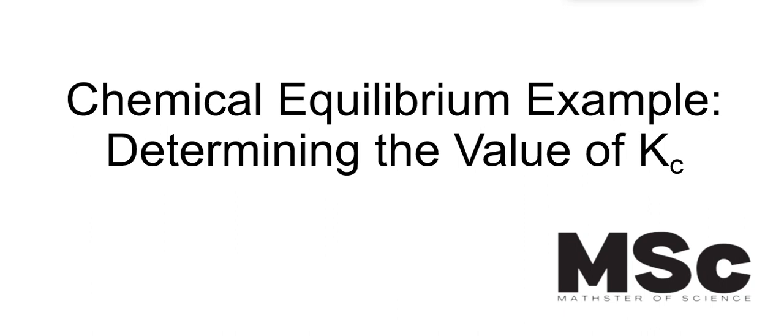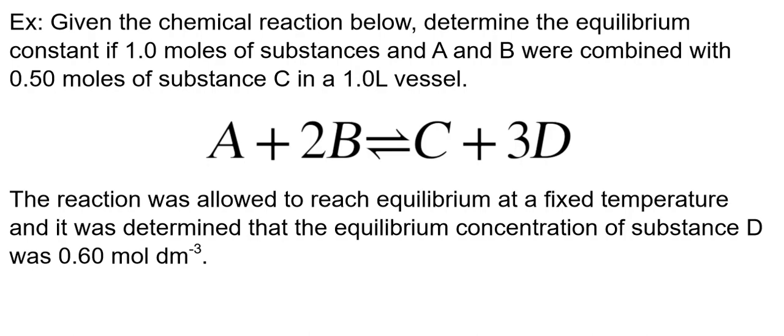In today's lesson, we're going to be looking at an example of a chemical equilibrium where we're going to be asked to find the value of Kc. So here's the example. We're going to be given a chemical reaction below. A plus 2B is in equilibrium with C and 3D. I've kept this example generic. These could be any species at all.